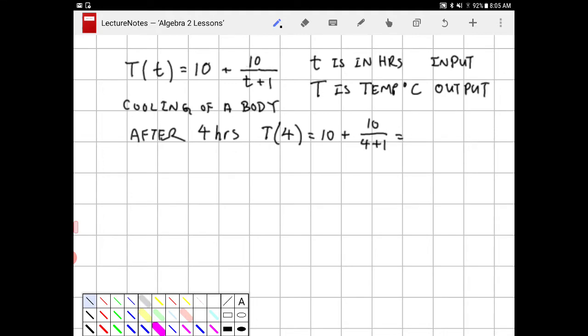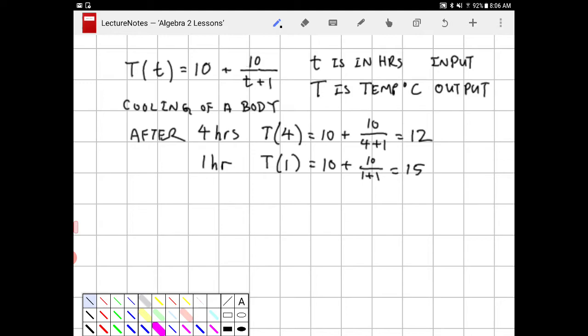That would give me 12, because 10 over 5 is 2, and 10 plus 2 is 12. So this is saying after 4 hours, it would be 12 degrees Celsius. What about after 1 hour of cooling? That would be 10 plus 10 over 1 plus 1, which is 15. So that makes sense: after only 1 hour of cooling, the temperature was 15 degrees, and after 4 hours, the temperature of the body is 12 degrees Celsius.